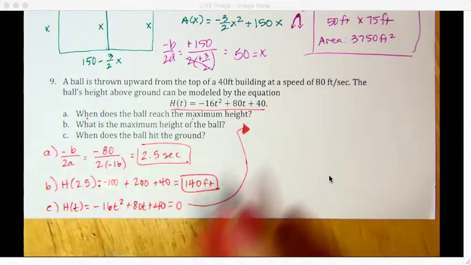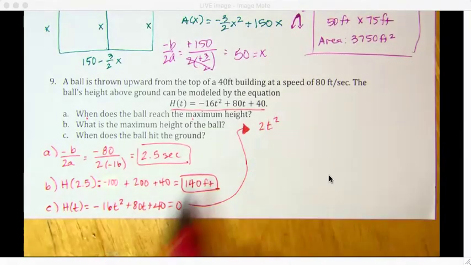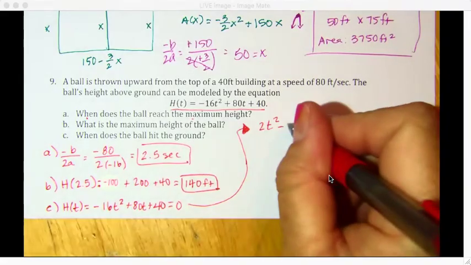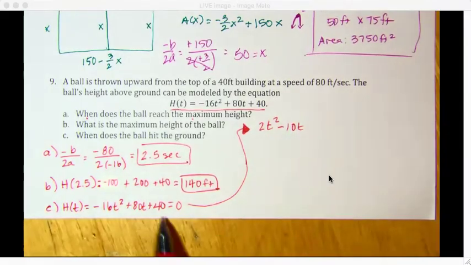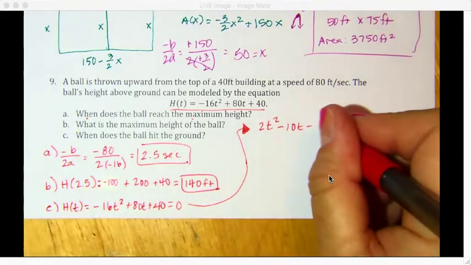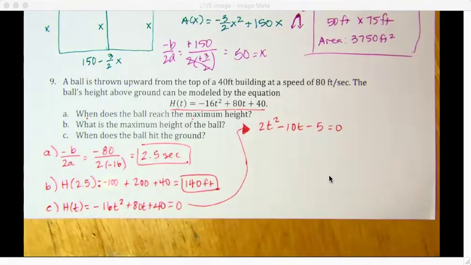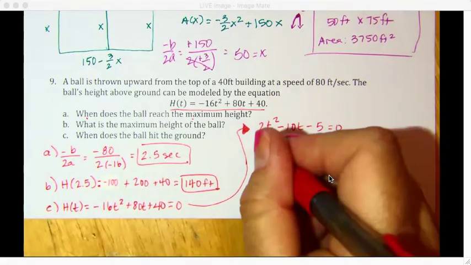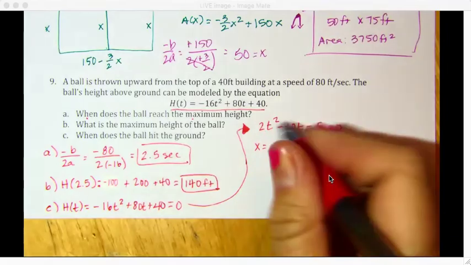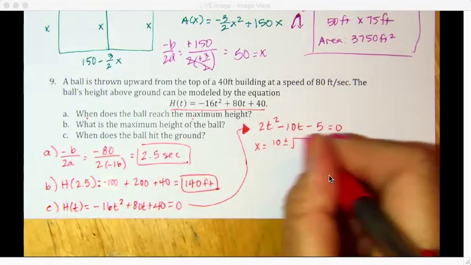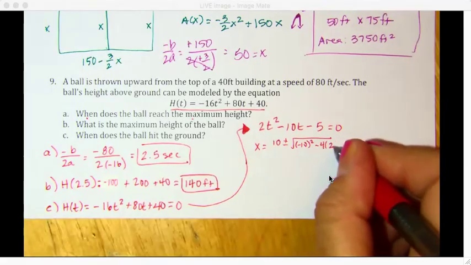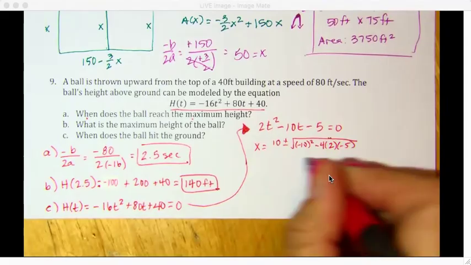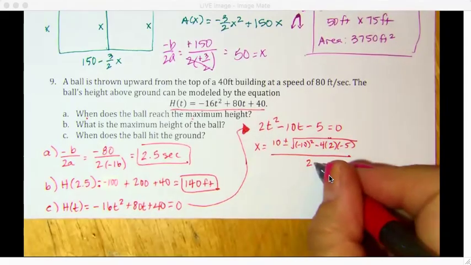-16 divided by -8 is going to give me 2t squared. 80 divided by 8 is going to give me -10, because we're dividing by a negative here, and t. And then 40 divided by -8 is going to be -5. Now I could try the box method, but it's not going to work, so I'm going to go ahead and use the quadratic formula. So we're plugging in -10 minus 4 times 2 times -5 all over 2 times 2.